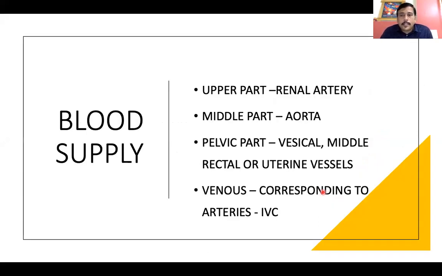Coming to the blood supply of the ureters, the upper part of the ureter is supplied by the renal artery, the middle part by the branches of the aorta, and the pelvic part is supplied by the vesical artery, the middle rectal artery, or the uterine vessels in females. The venous drainage will correspond to the arteries itself, and finally drains to the inferior vena cava.